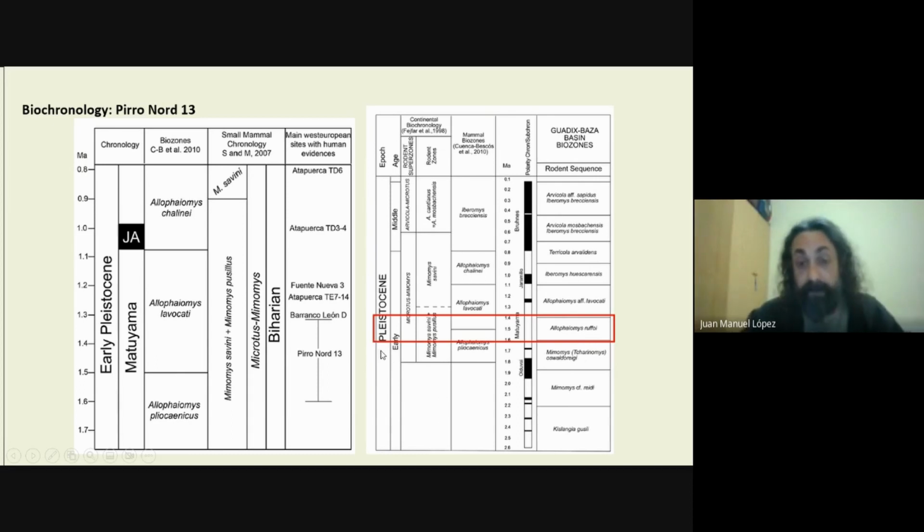But mainly we can say at this moment that Pirro Nord 13 has an age between 1.4 and 1.6 million years, inside the Allophaiomys zone, and that is older than the oldest sites in the Iberian Peninsula, for example, TD7, TE14, and Barranco León, where we have human remains.